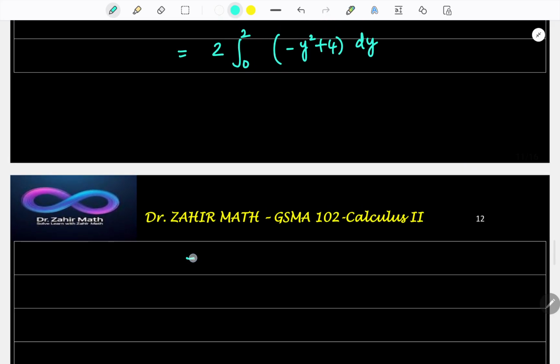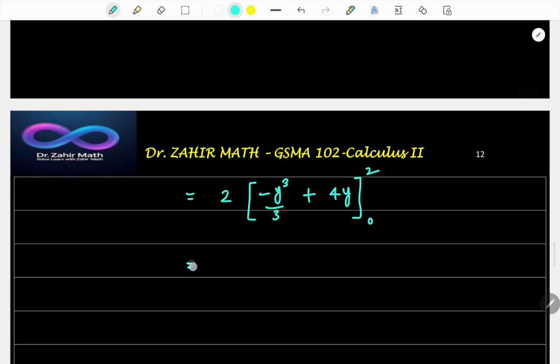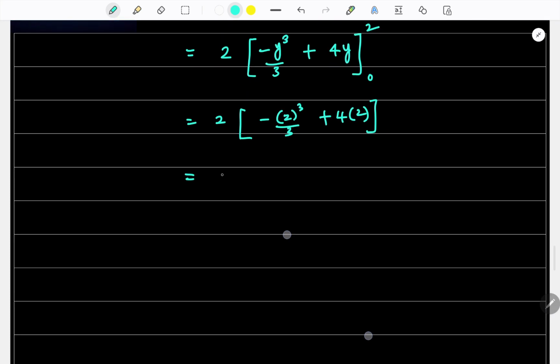So this equals twice times the bracket of minus y cube divided by 3 plus 4 times y, from 0 to 2. So this equals 2 times minus 2 cube divided by 3 plus 4 times 2. Wait a minute, I will put it in the calculator. So it equals 32 divided by 3. This is the final answer.